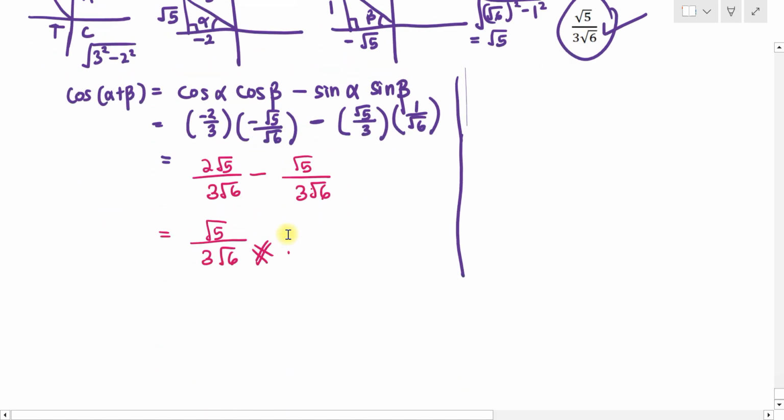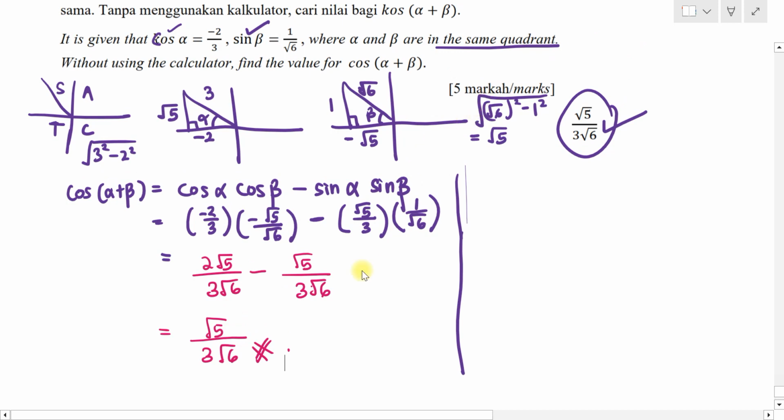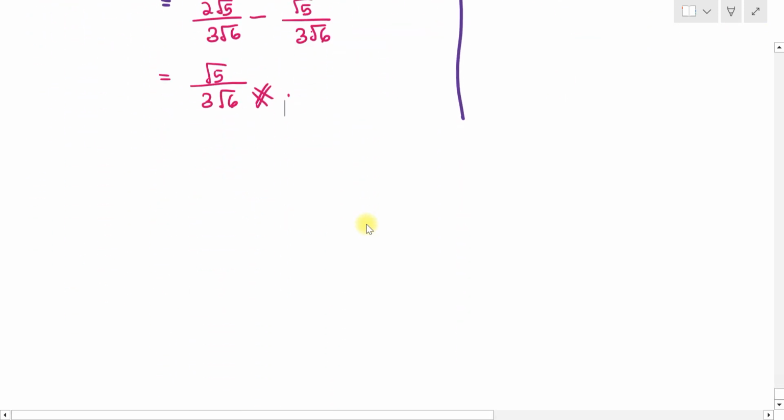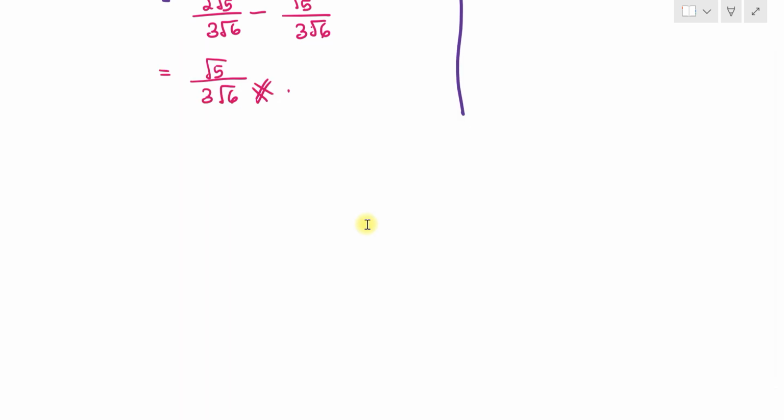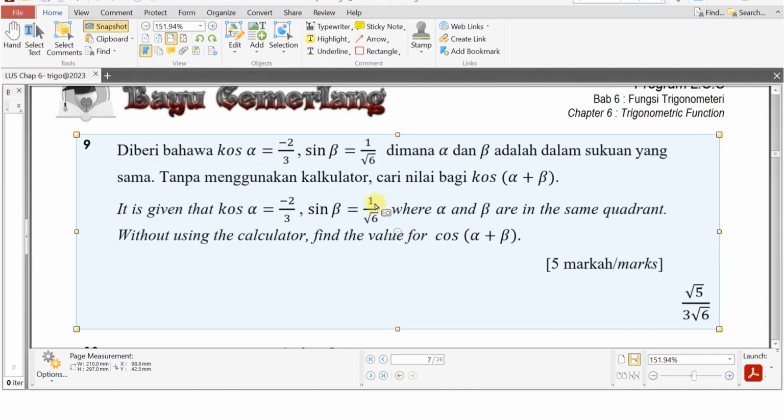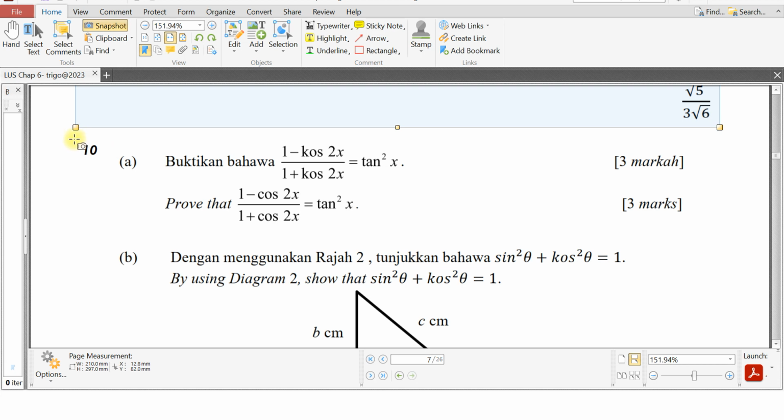Alright, that's about question 9. 5 marks is too generous for this question in my opinion, but it's okay. Right, let's move on to the next question. Question 10.